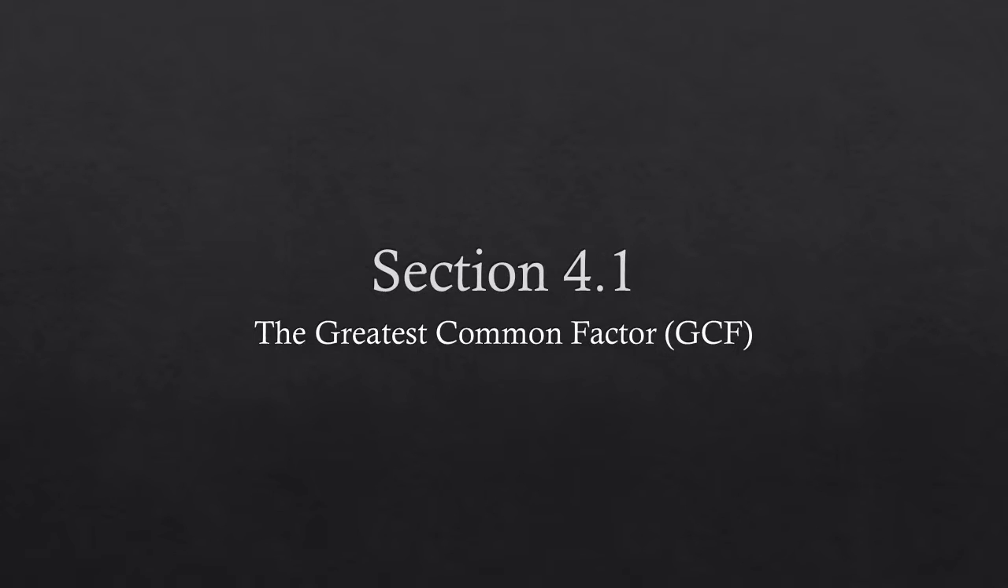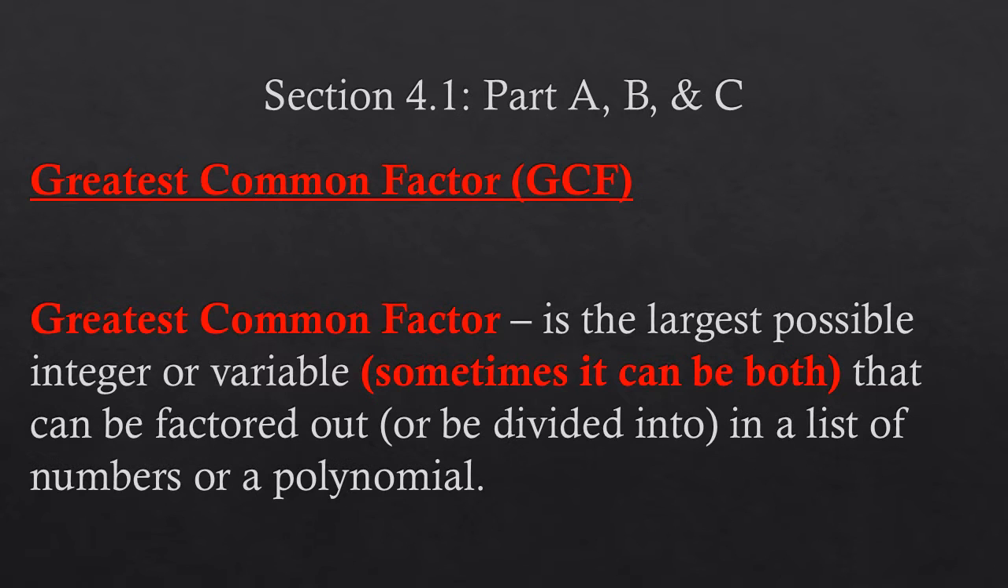Section 4.1, the greatest common factor, GCF. The greatest common factor is the largest possible integer or variable, sometimes it can be both, that can be factored out or be divided into in a list of numbers or a polynomial.